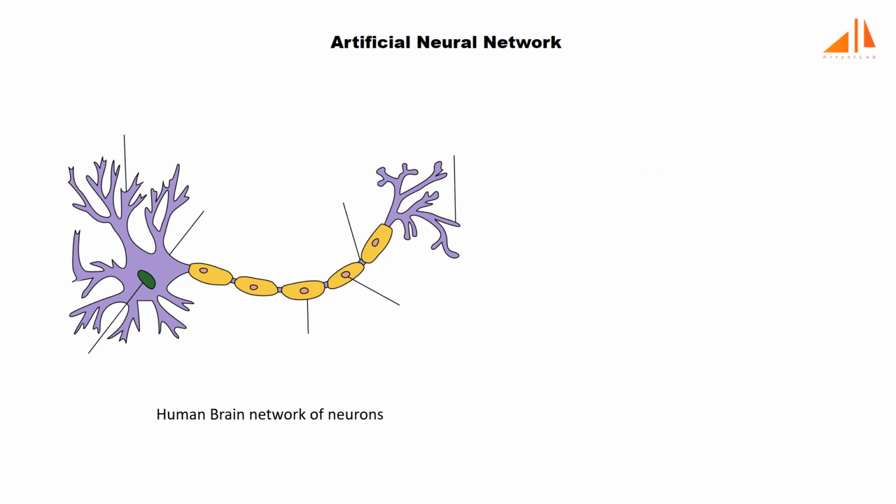Before I discuss the structure of a neural network, let's first understand the architecture of the human brain. The human brain consists of neurons, or a network of neurons. Our brain is full of neurons like this. Neurons are cells in our mind. This part of the neuron is called the nucleus.